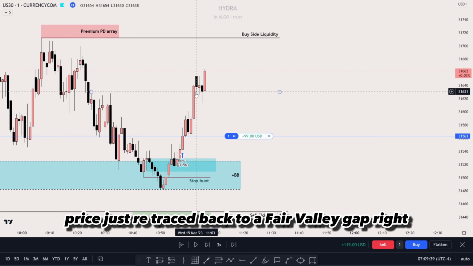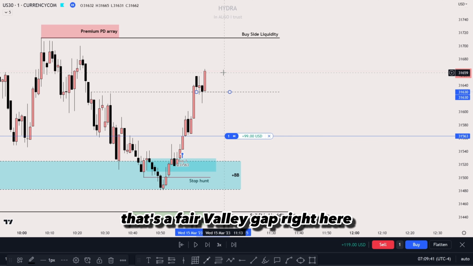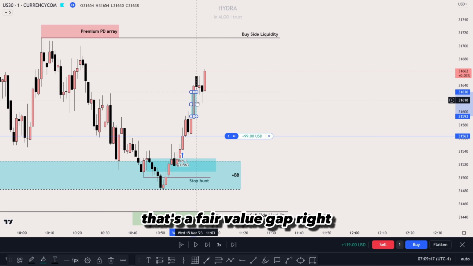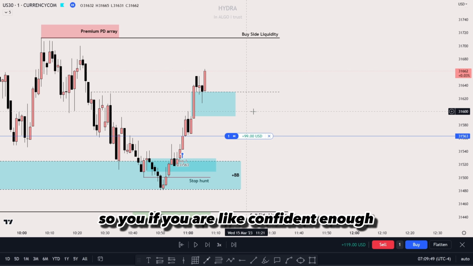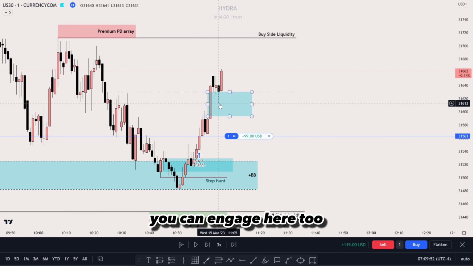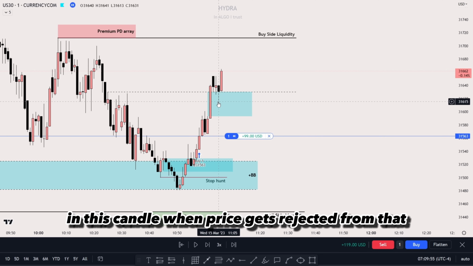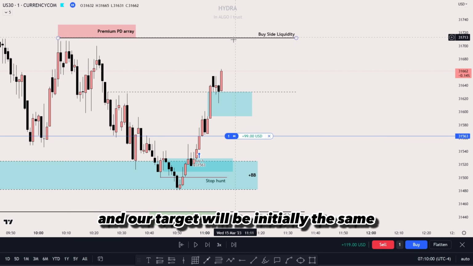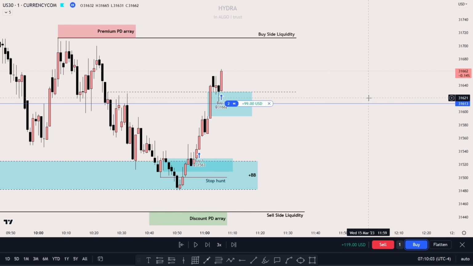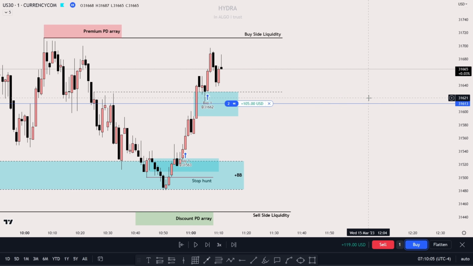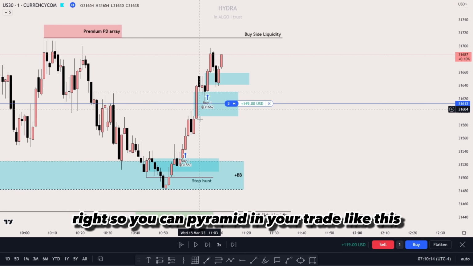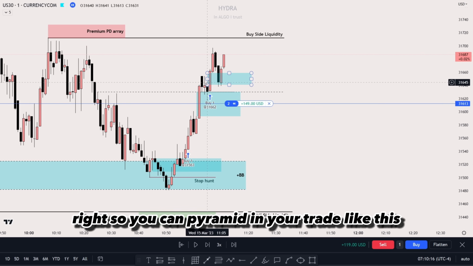Price just retraced back to a fair value gap, right? That's a fair value gap right here, and if I mark it for you, you'll be able to see it. That's a fair value gap, right? So if you are confident enough, you can engage here too in this candle when price gets rejected from that, or you can engage at the second candle and our target will be initially the same. So price did take orders from another fair value gap right here, right? So you can pyramid in your trade like this.